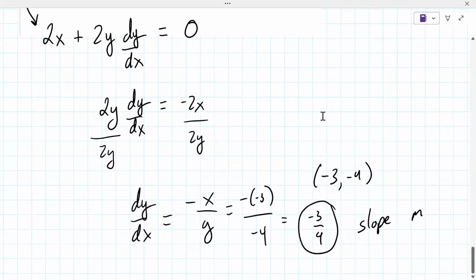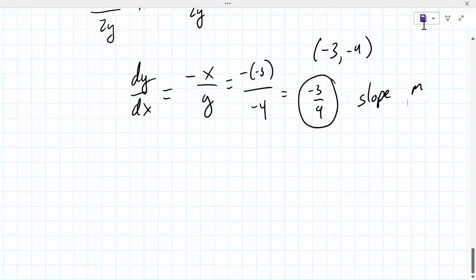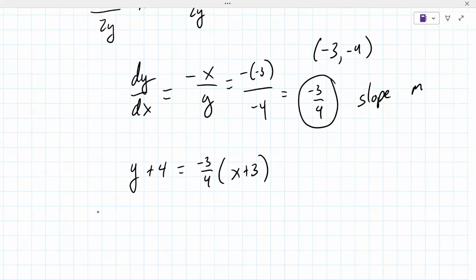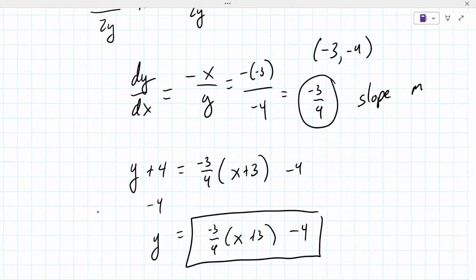So you go back to the box there where it says y equals, and you're just putting these into that. y minus y1, so y plus 4. Well, you already have that. So it's y plus 4 equals minus 3/4 times x plus 3. And then you solve for y. So you just subtract 4 from both sides. y equals minus 3 over 4 times x plus 3 minus 4, and put that in the box there. There you have it.